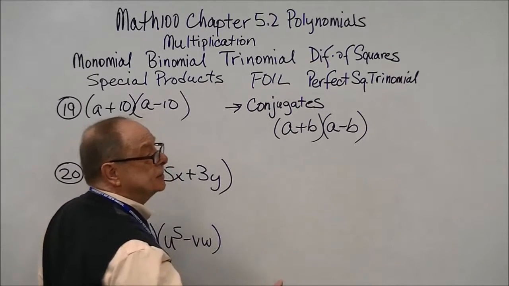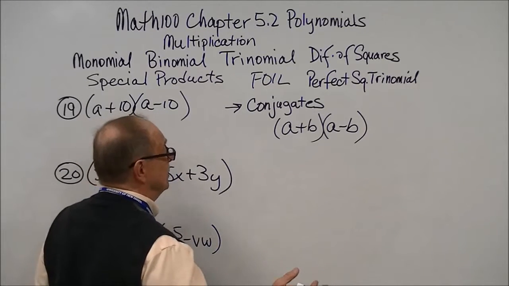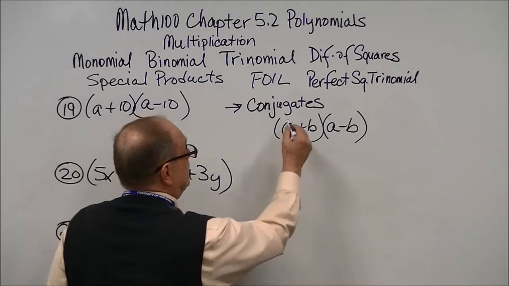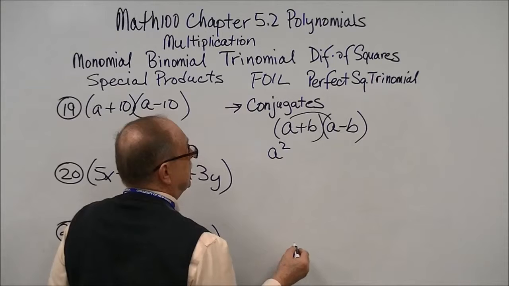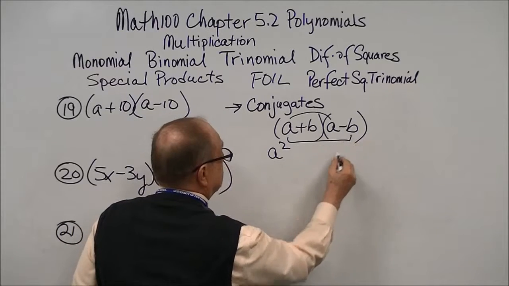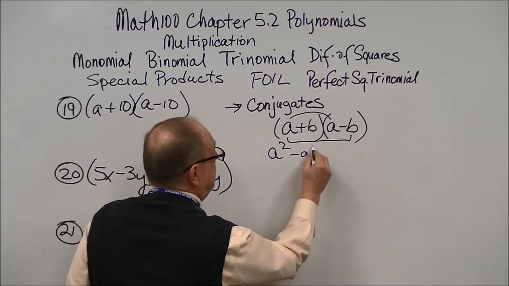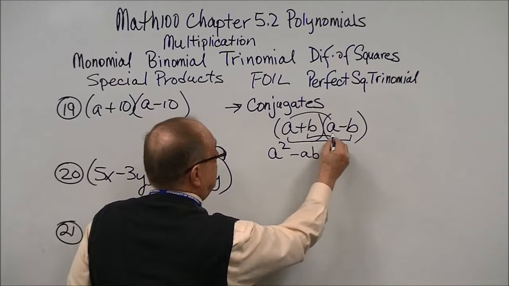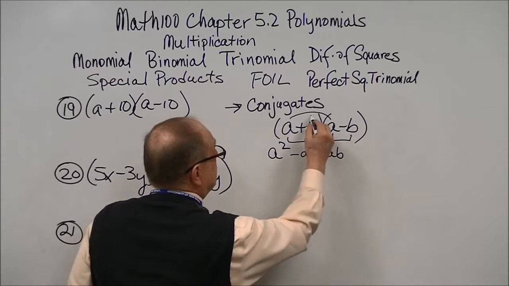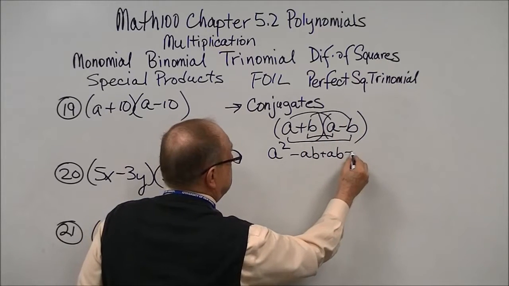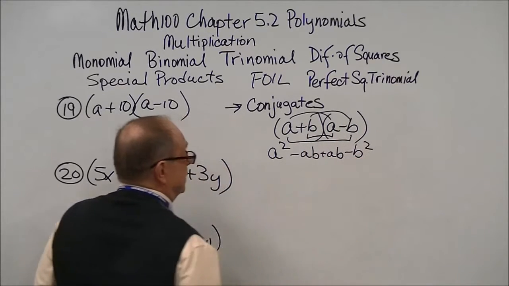And we haven't officially showed you the FOIL yet, but hopefully you'll know it a little bit. We're going to multiply this term, and that gives me a squared. We're going to multiply the outers, that gives me a negative ab. We're going to multiply the inners, that gives me a positive ab. And we're going to multiply the last term, that gives me a negative b squared.